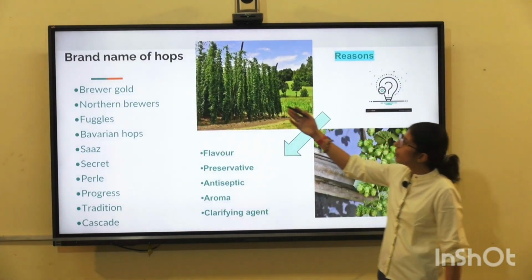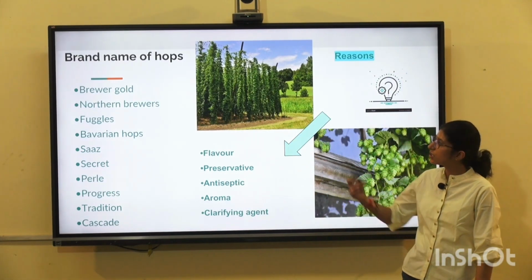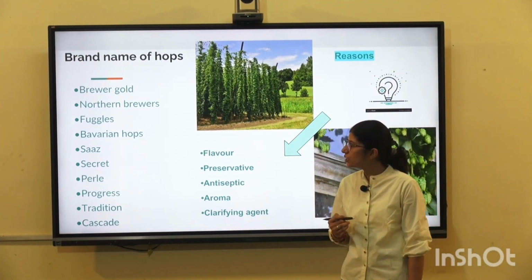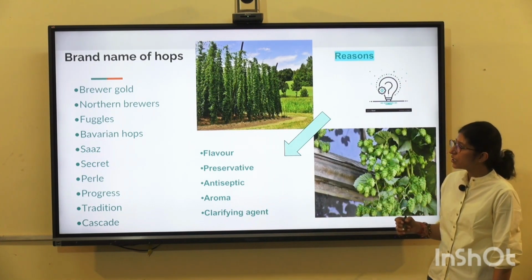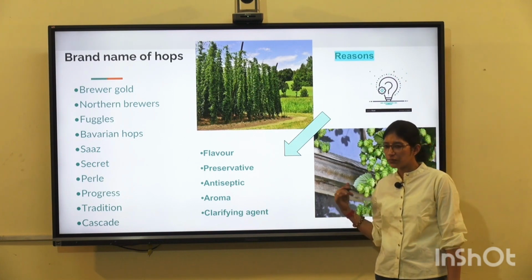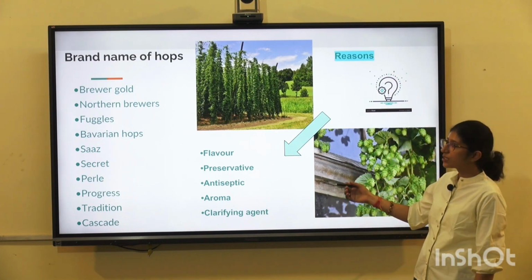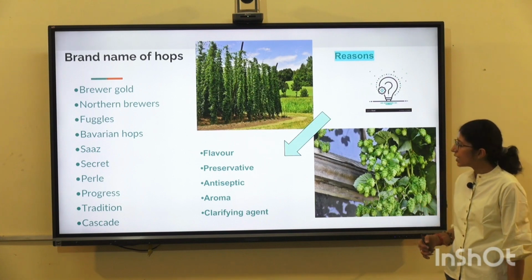Now, these are some of the popular varieties of the hops that are grown and used in the brewery industry, such as Brewer's Gold, Northern Brewer, Fuggles, Bavarian hops, Saaz, Spalt, Perle, Progress, Tradition, and Cascade. What is the reason to add the hops in the beer making process? The first and foremost are flavor, preservative, antiseptic, aroma, and clarifying agent.